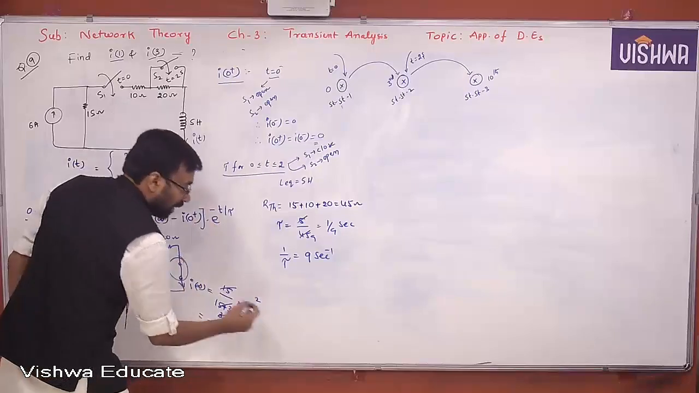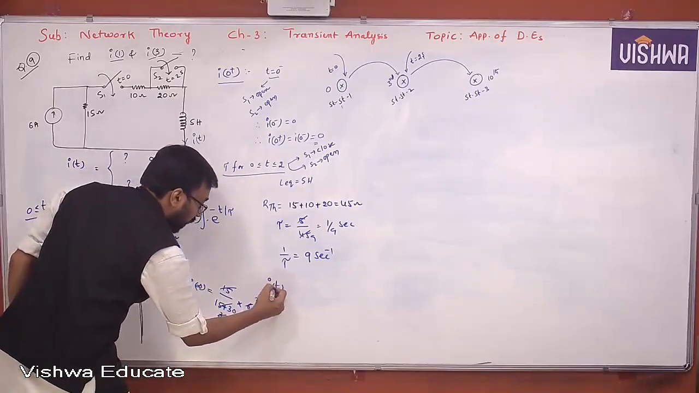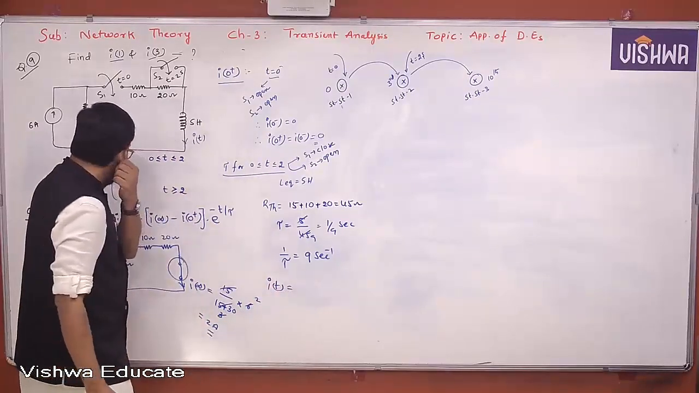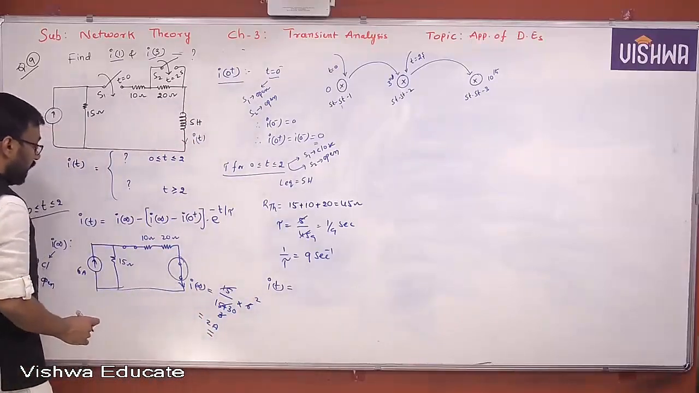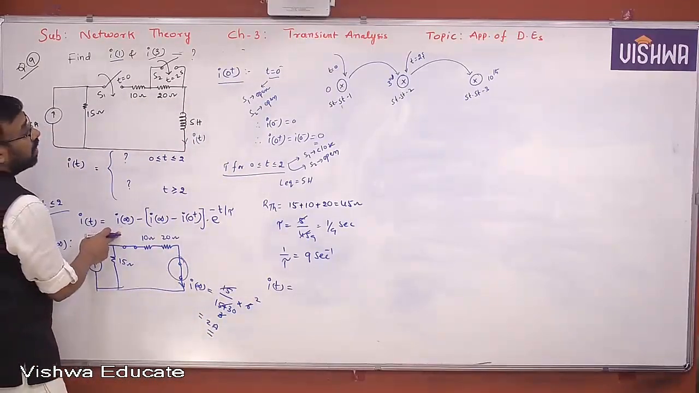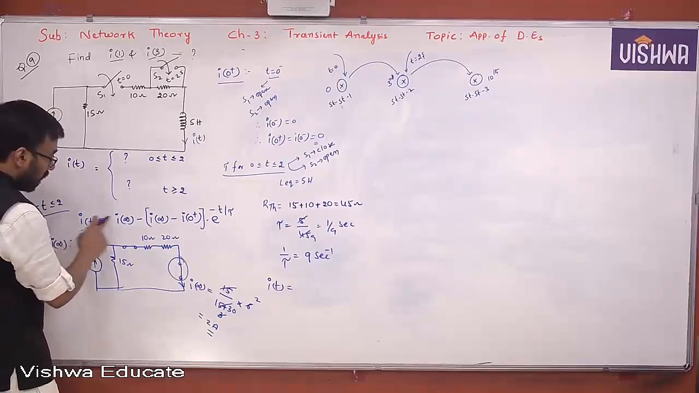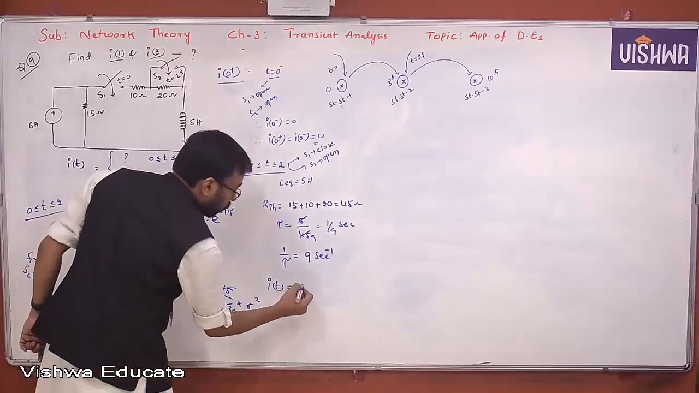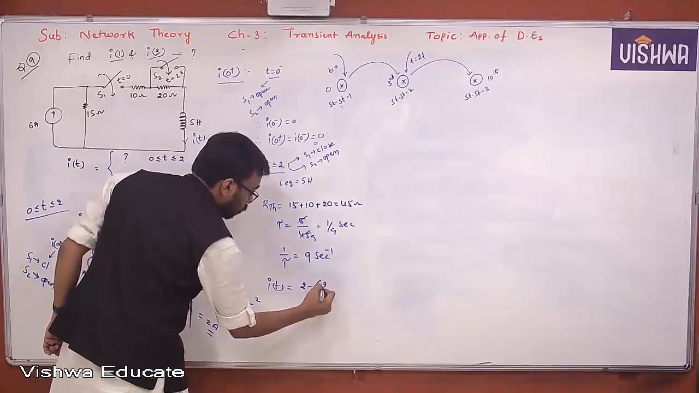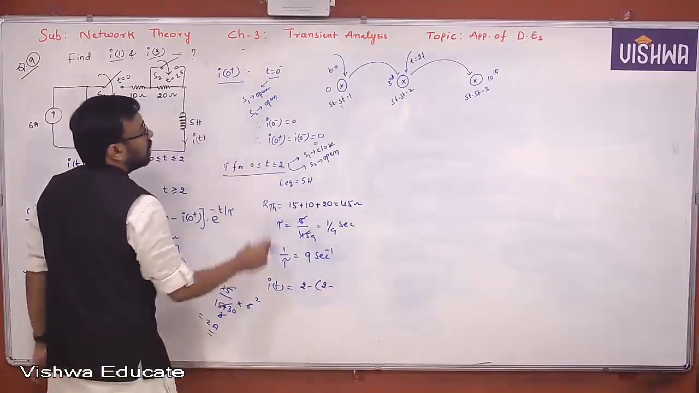Now you can substitute all these things and find the I of t. What is that I of t? Tell me. I of infinity, what is the value you got actually here? How much did you get? It's 2 ampere. Okay, 2 minus 2 minus, what is the value?